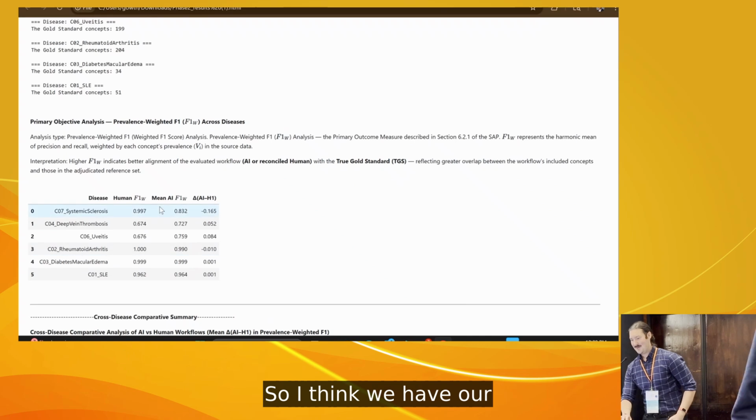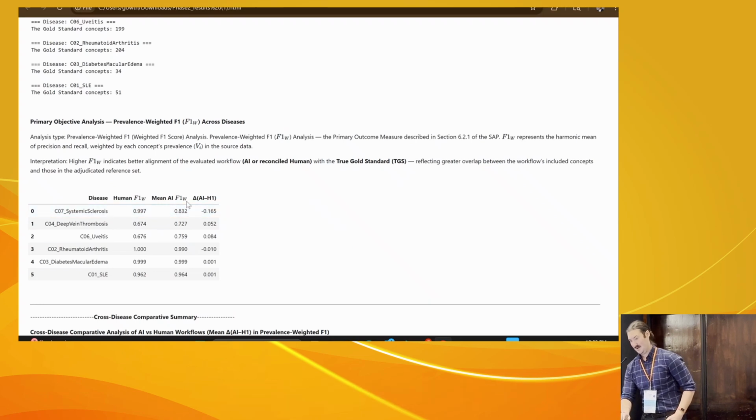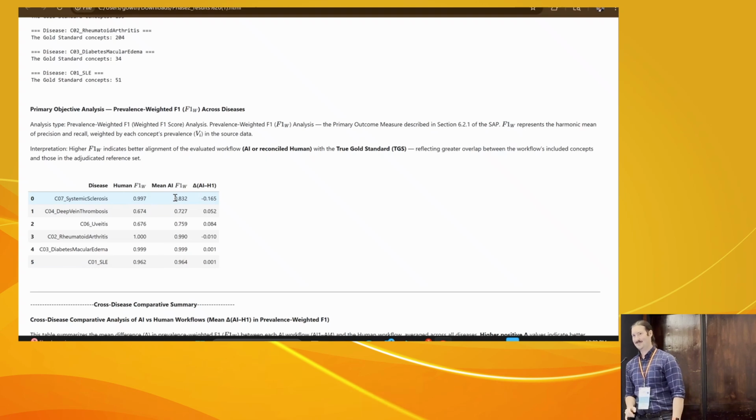Yeah, so I think we have the human F1 scores, then we have the AI ones, and we have the difference between those here. Except wait, didn't they tell us that it says human, but it's a gold standard? Yeah, they're both compared to the same thing. Look at that. Those systemic sclerosis people. Yeah, some might be more and less accurate. I don't want to call anybody out.